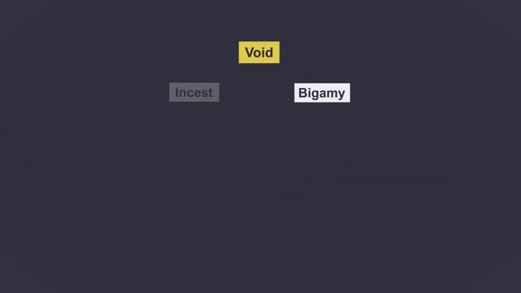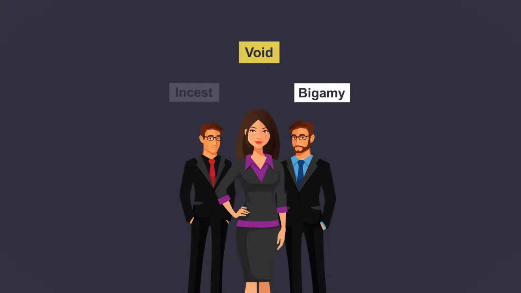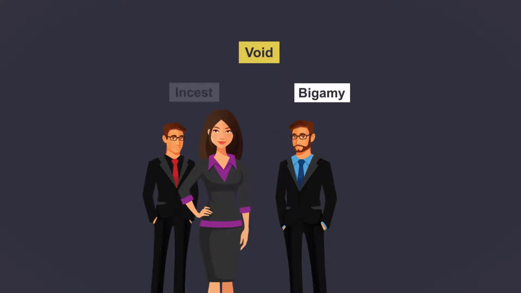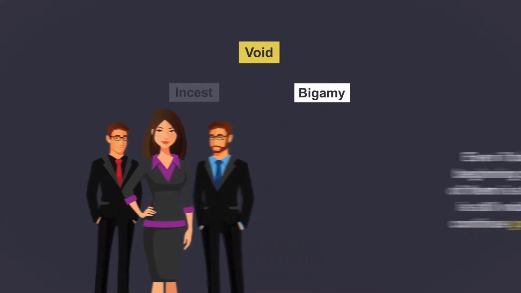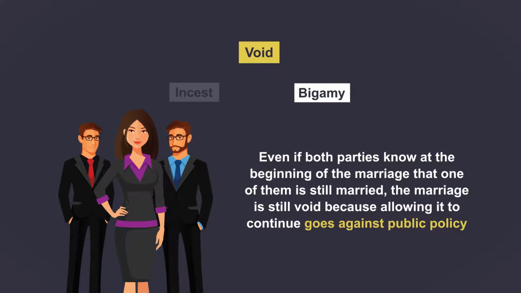States will also void a marriage when bigamy is involved. A person cannot have two or more wives or husbands. If a wife already has a husband, her second marriage will be void. Even if both parties know at the beginning of the marriage that one of them is still married, the marriage is still void because allowing it to continue goes against public policy.